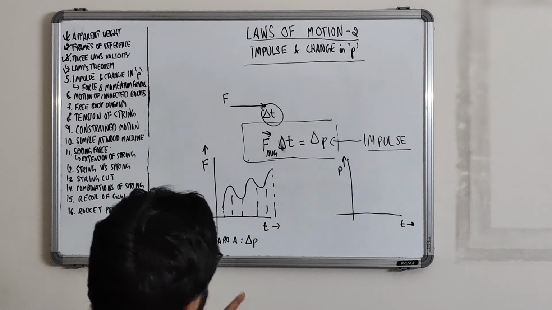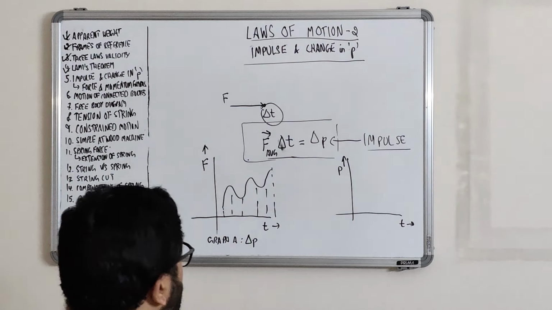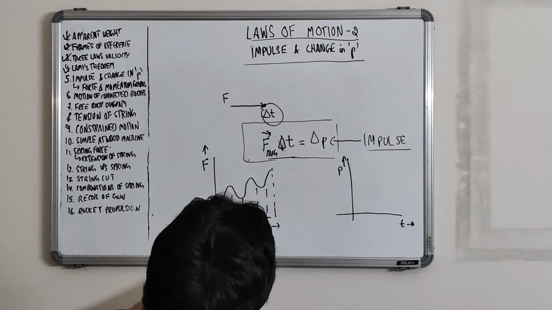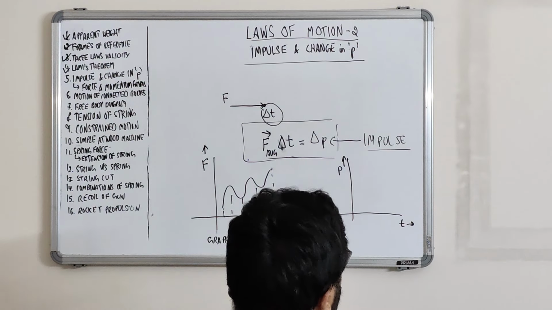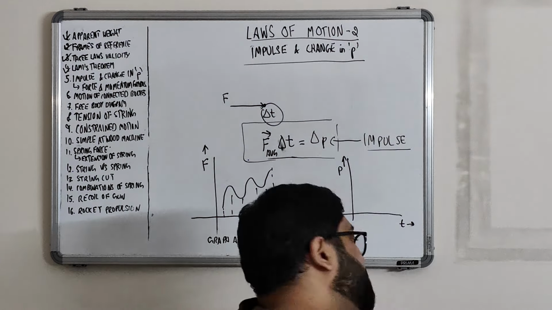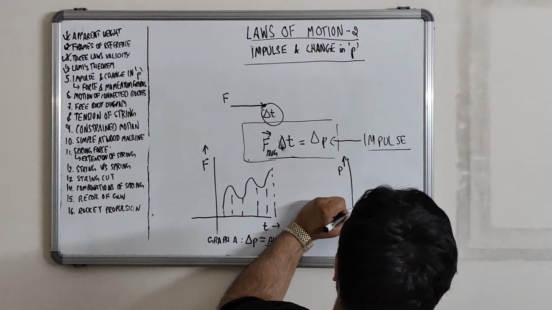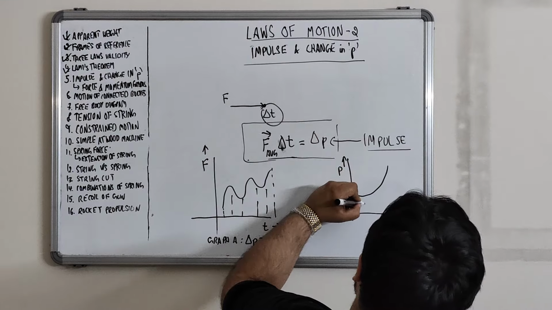Impulse will be represented by delta p, so it's equal to the area under the curve, right? When we talk about momentum or change in momentum, you can measure impulse in this graph directly, right? So there is this curve, right?